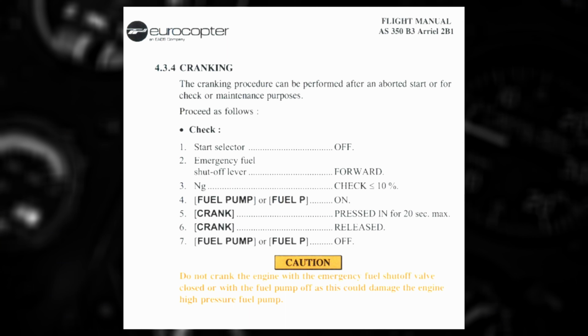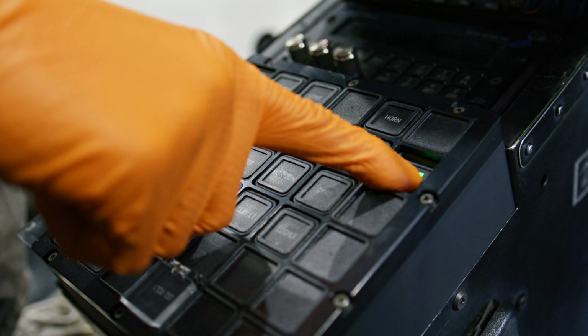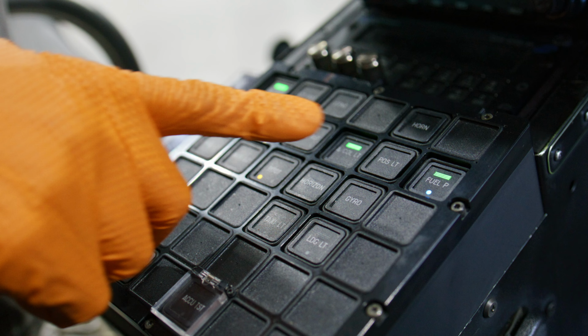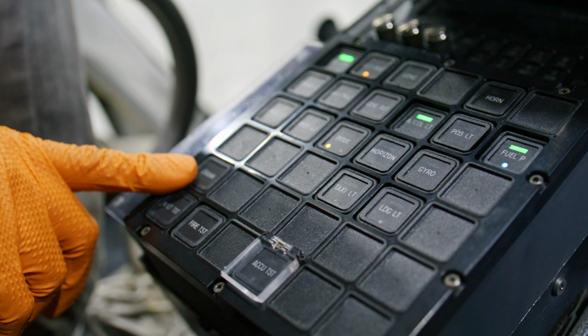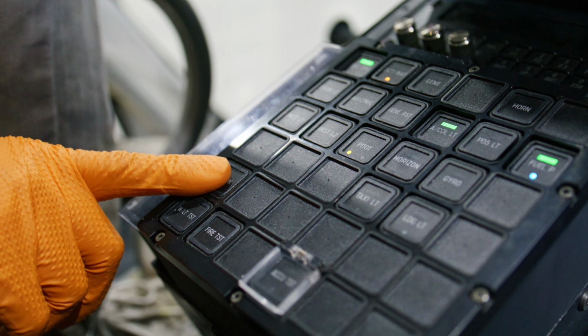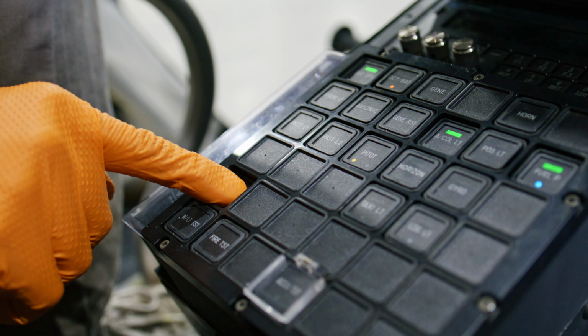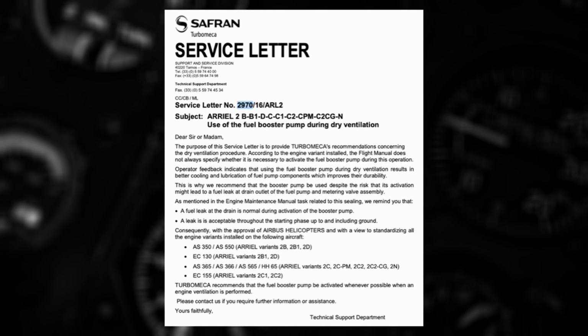One last item to note prior to the injection procedure is our recommendation to activate the airframe boost pump or prime pump anytime the engine is cranked or ventilated. Activation of the electric fuel pump ensures fuel is present at the HMU or FCU, providing better cooling and lubrication of the fuel pump components, ensuring their long-term reliability. Arriel 2 Service Letter 2970, released in June of 2016, provides more detail.